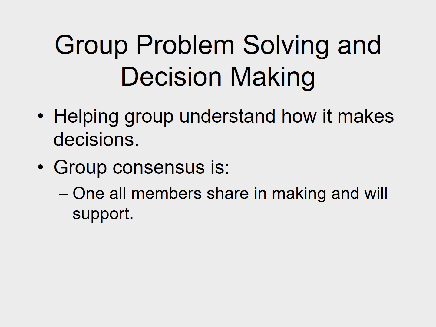Group problem solving and decision making, so helping the group understand how it makes decisions. And again, this is providing that diagnostic look. And group consensus is once all members share in making and will support. So we're not necessarily looking for a complete agreement in a group at all times. It's going to be hard to get everyone to 100% agree on an idea. The idea, though, in group consensus is that all members have had a chance to be heard, all members have shared their opinion, and the decision that's made is one that the group will support, not necessarily 100% agree with, but at least will support. And that's usually the goal. And making groups realize that this is the way that they should be making decisions within the group.